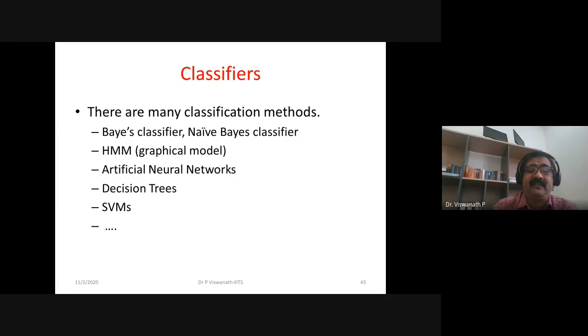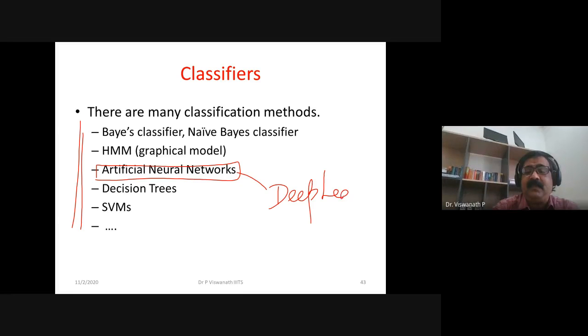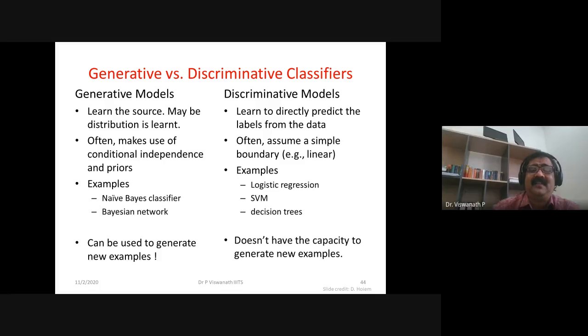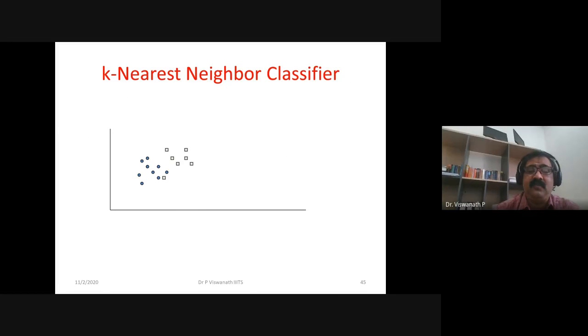That's not a classifier. There are various classifiers. Artificial neural networks are one of the important classes of classifiers. Within this, deep learning is a specialization. Deep learning means there are many layers in the artificial neural network. There are other categories of classifiers, generative and discriminative classifiers. These things, maybe as we go ahead, we will learn about.